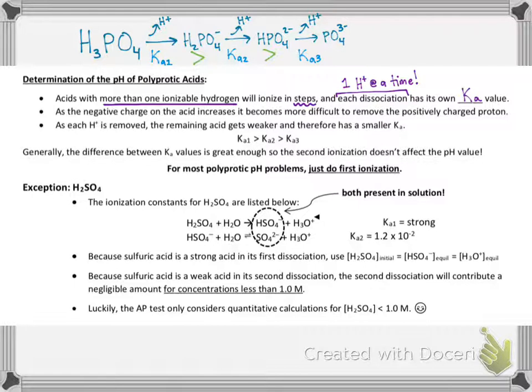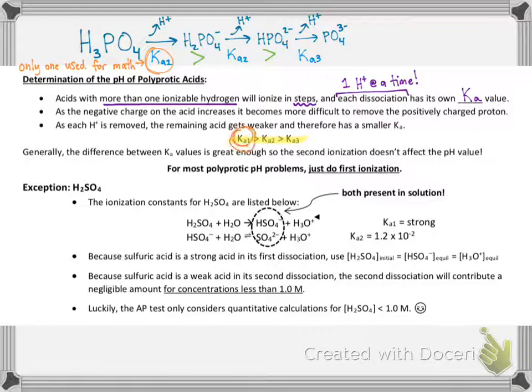So when you have a polyprotic acid in solution, that means you have a mixture of multiple weak acids. However, calculation-wise, because the first one is the biggest, that's the only one we would need to do math with. So that's why we have this order posted right here.